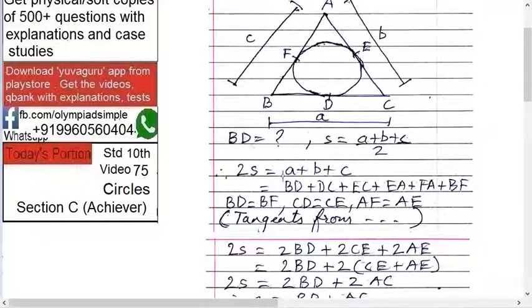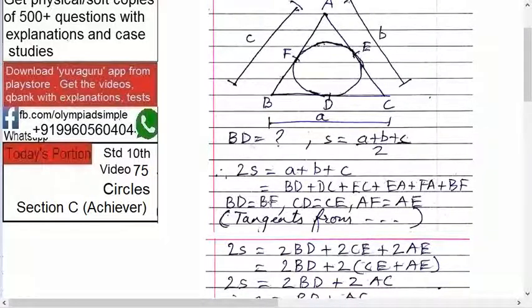But what is a, what is b, and what is c? a is this full BC. So BC can be written as BD plus DC. Similarly, AC can be written as EC plus EA, and AB can be written as FA plus BF.